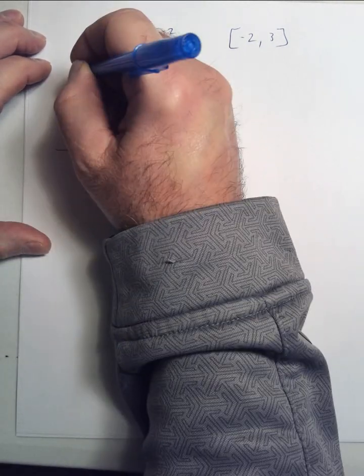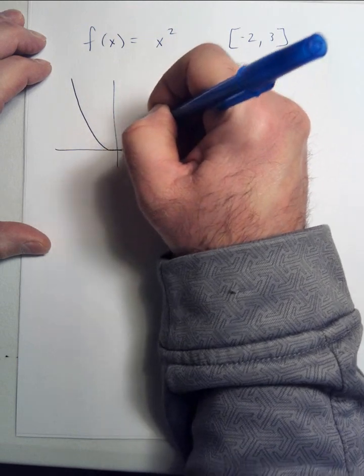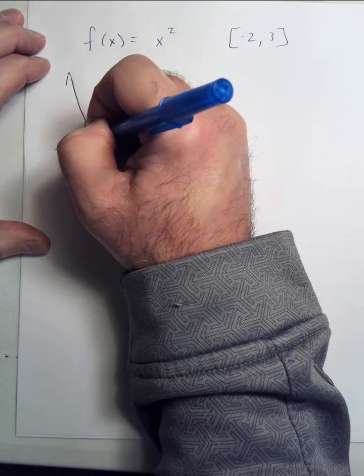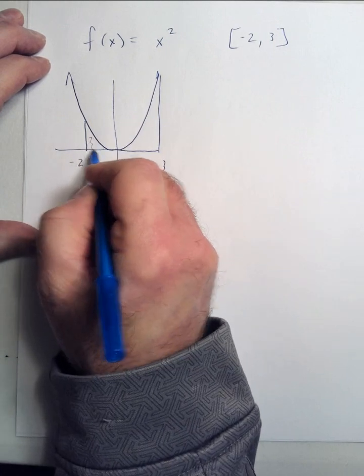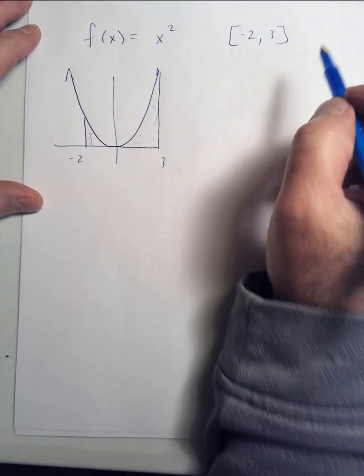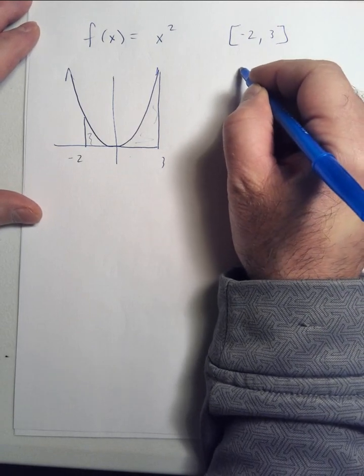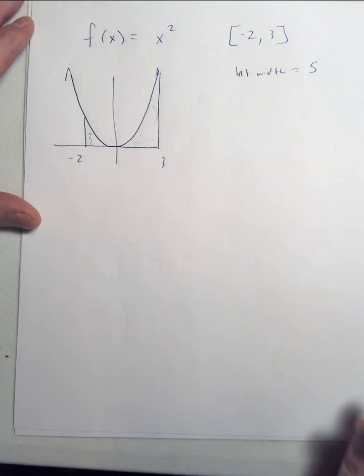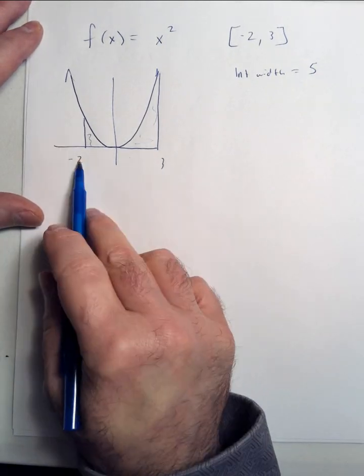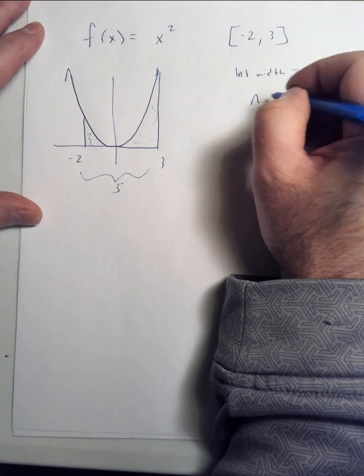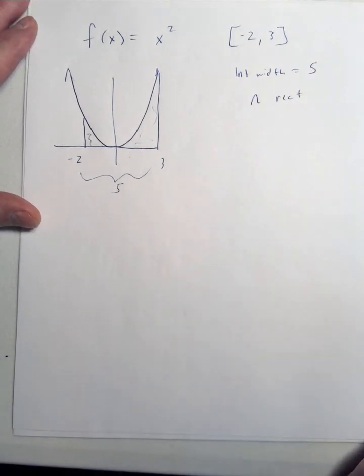What we're looking at now is finding all of this area, right? So now my interval width becomes 5, because it's 3 minus negative 2, right? And let's just say we go with n rectangles.